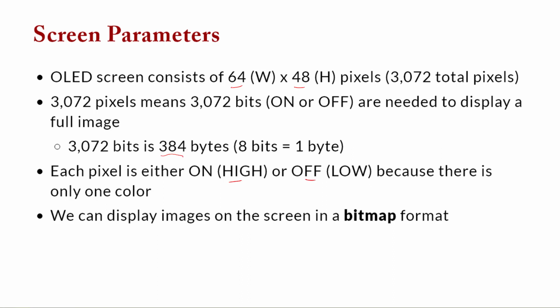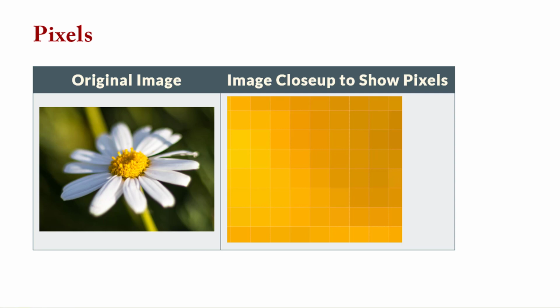And we're going to display images in the bitmap format, which is actually similar to what your computer would do. So if we look at an image, if we were to really zoom in, we'll see that an image is actually made up of a bunch of small squares. We don't see them unless you get really close, but when you do, you see an image looks pixelated if you zoom in.